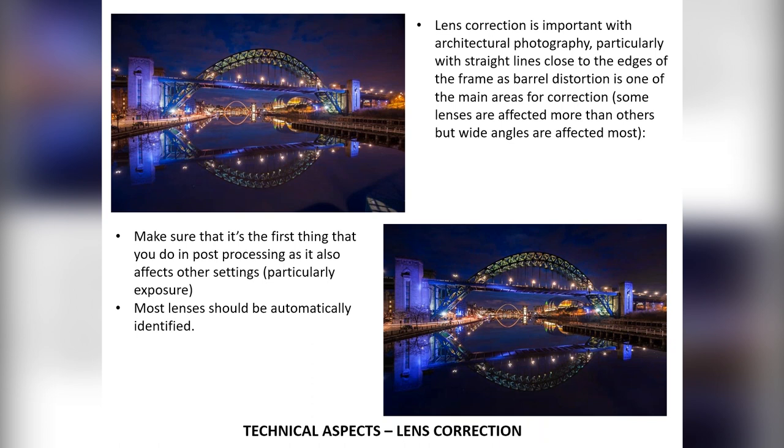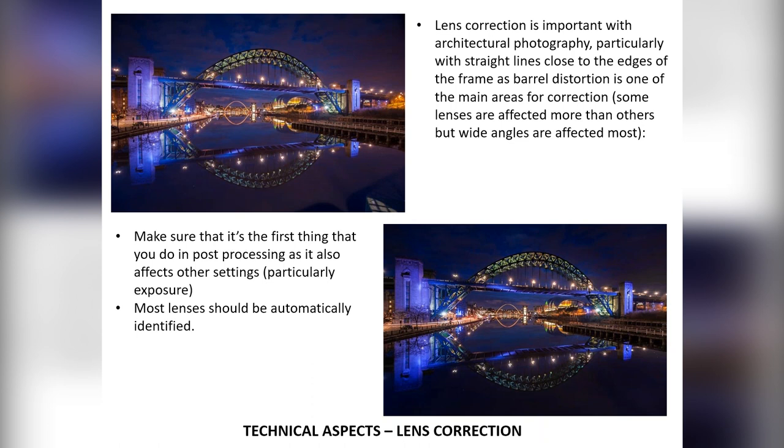So make sure when you use lens correction, make sure it's the first thing you do, because it changes the other settings as well. Generally makes the images lighter, so it also changes the exposure. So make sure when you take it into post-processing, do this first. Why Lightroom has got this towards the bottom of the menu list, I don't know, because it should be top, because it should be the first thing you do.